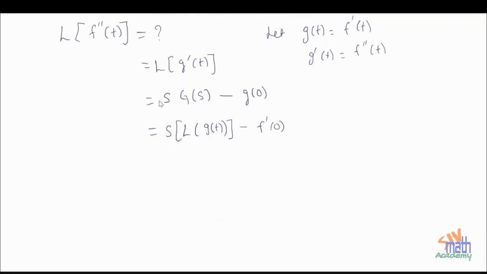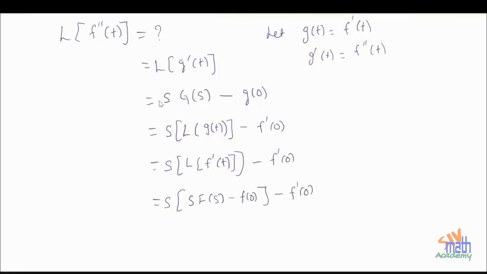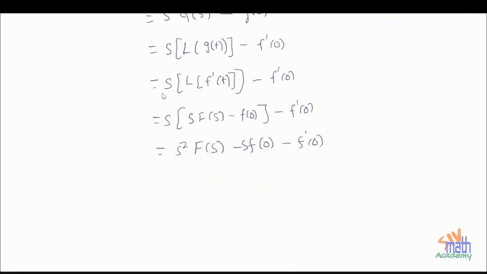Further, s into L of g of t is equal to what? L of f dash of t, minus f dash of 0, you can write. This is s into this entire quantity. Again, the formula you apply: s into F of s minus f of 0, minus f dash of 0. This is s square into F of s minus s into f of 0 minus f dash of 0. This is how the formula of L of f double dash of t can be established.